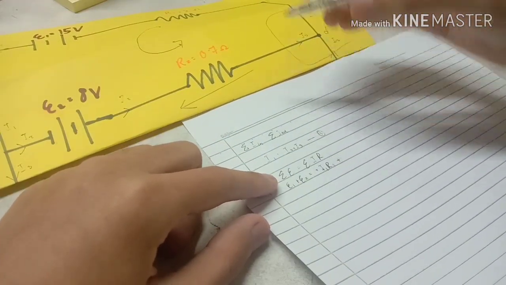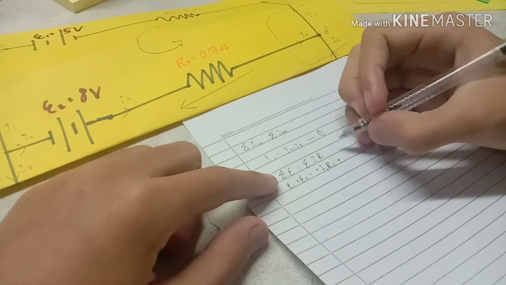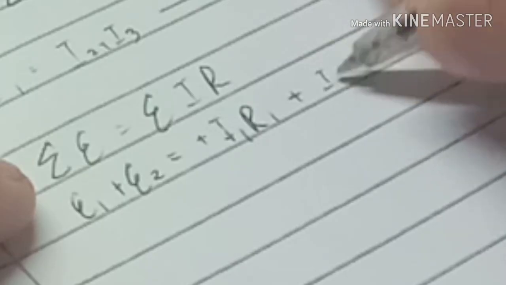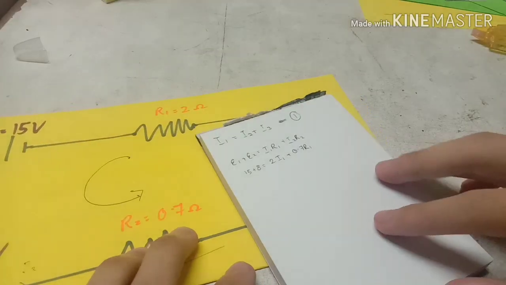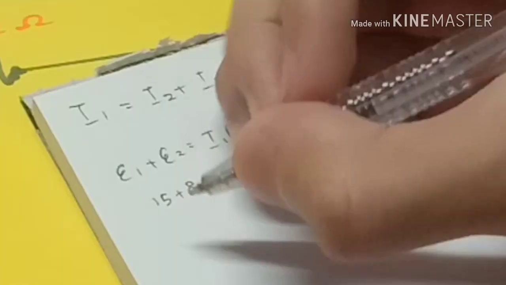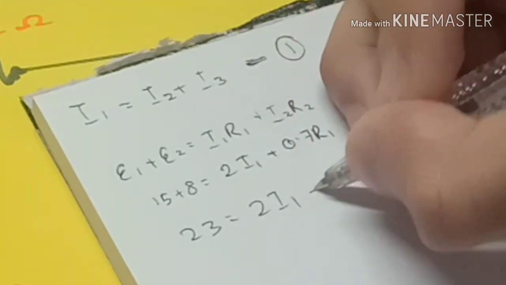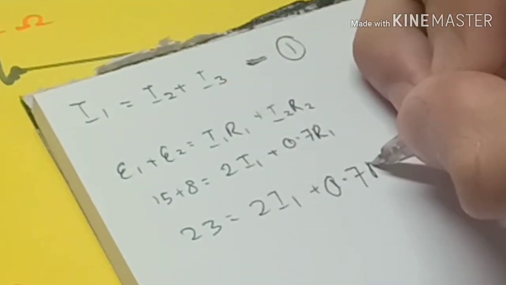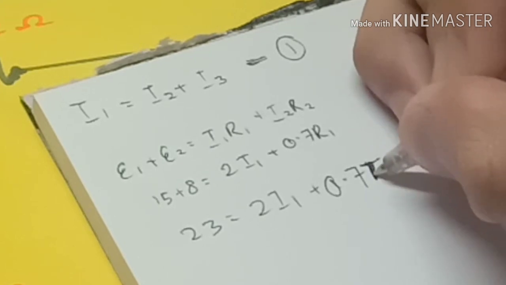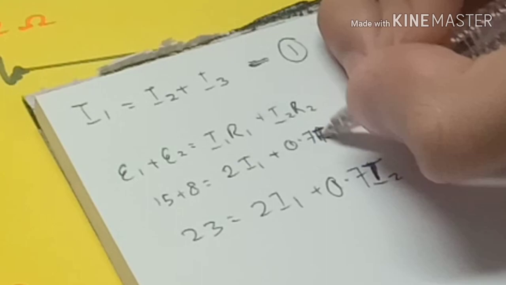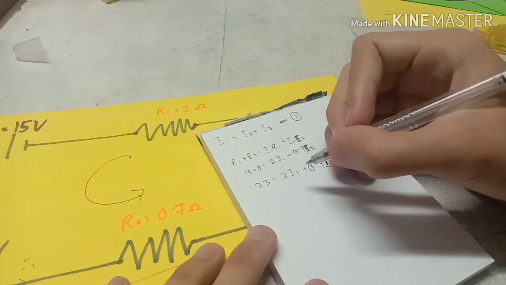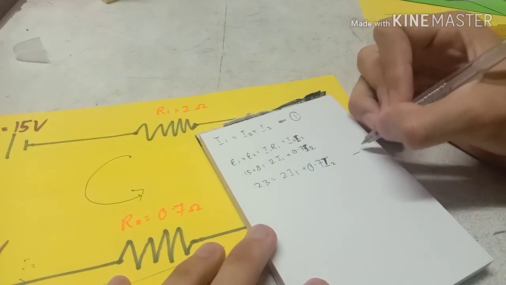Ignore the arrow first. Okay, so plus I2 times R2. So we substitute everything right here, and if we simplify that, that would be 23 equals 2I1 plus 0.7 I2. So this would be our finalized equation.